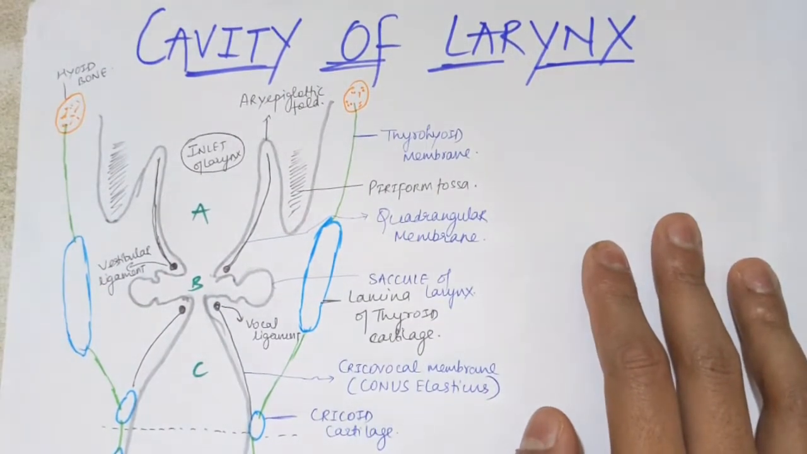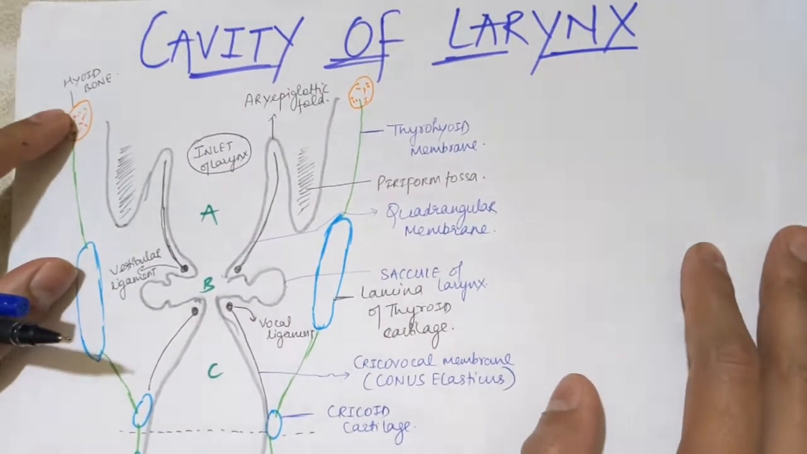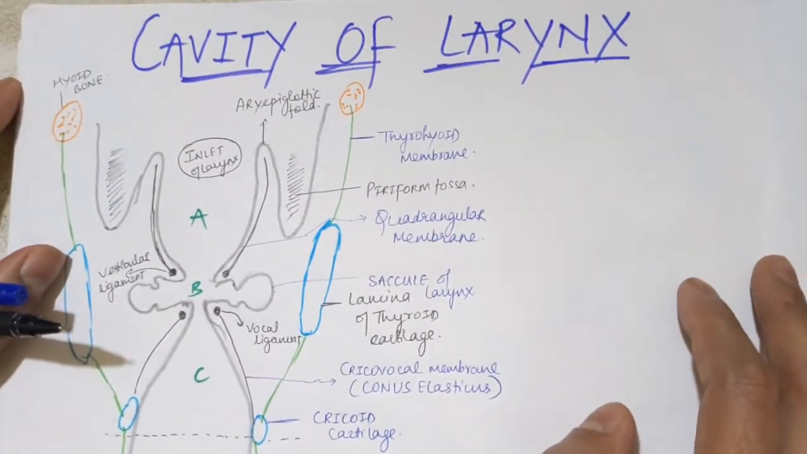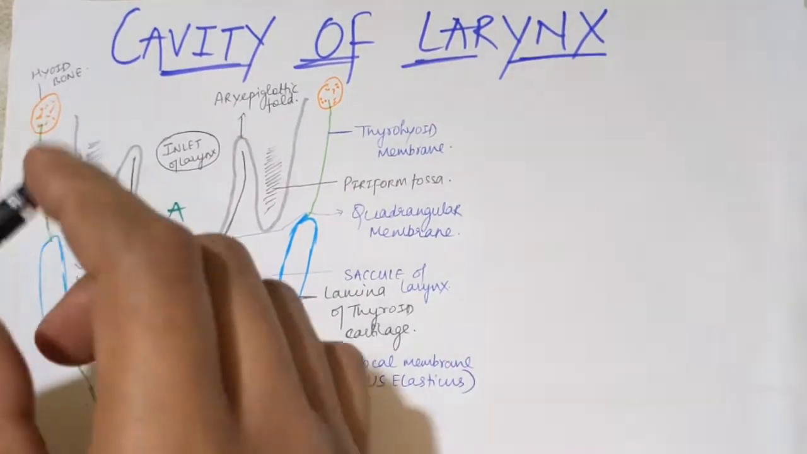So in this new video, we are in the second part of our larynx section. In this video, we are going to discuss the topic of the cavity of the larynx, which is the internal cavity of the larynx. First of all, this cavity extends from which levels?